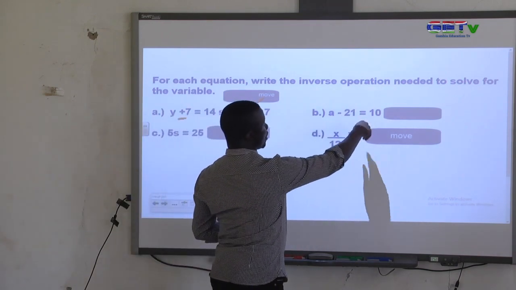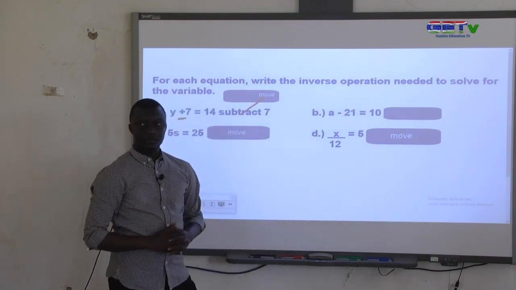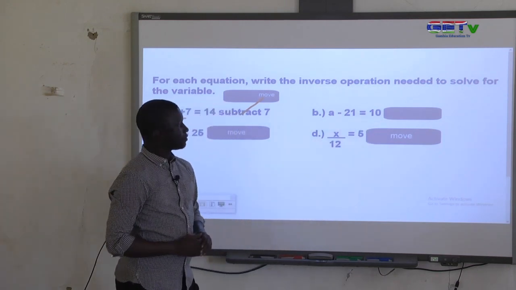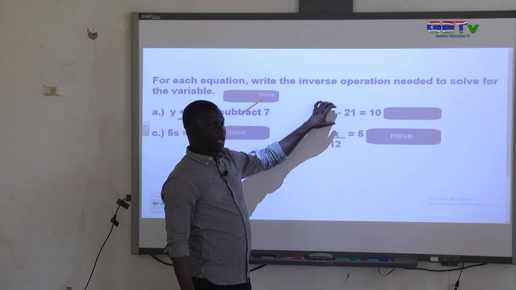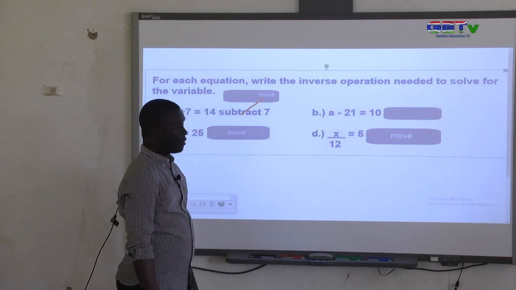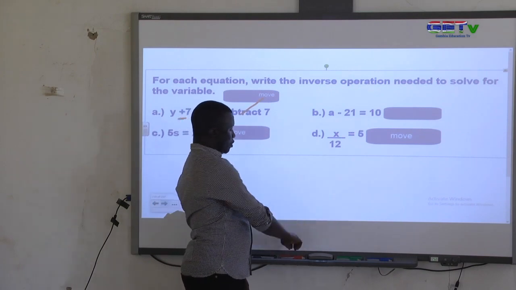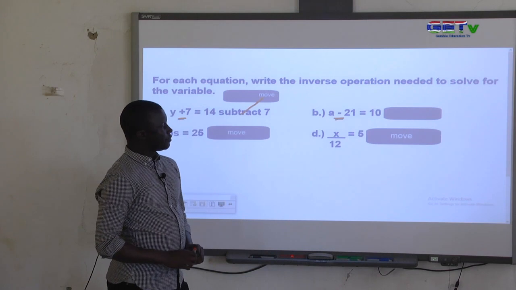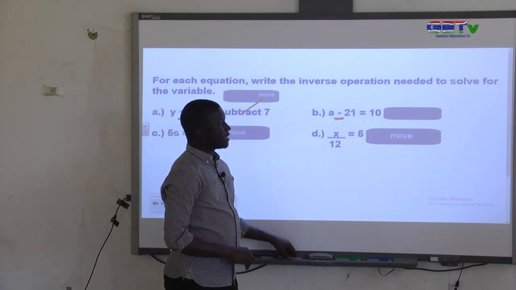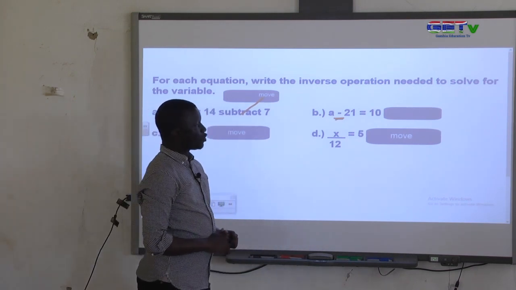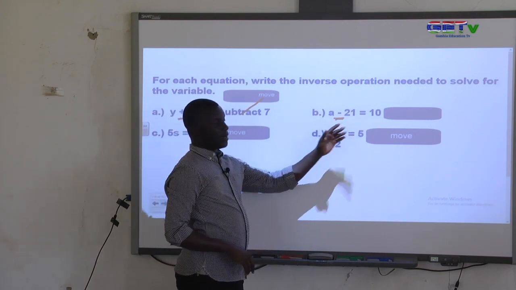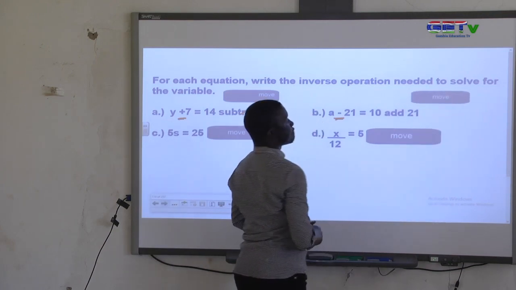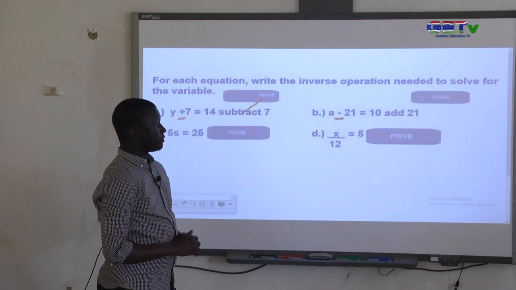B is a - 21 = 10. Our equation here is a - 21 = 10. In order for us to isolate our variable a here, all we need to do is look out for the operation here, which is subtraction. And the inverse of subtraction, therefore, is addition. So in doing so, we will be adding 21 to isolate our variable a. Add 21.